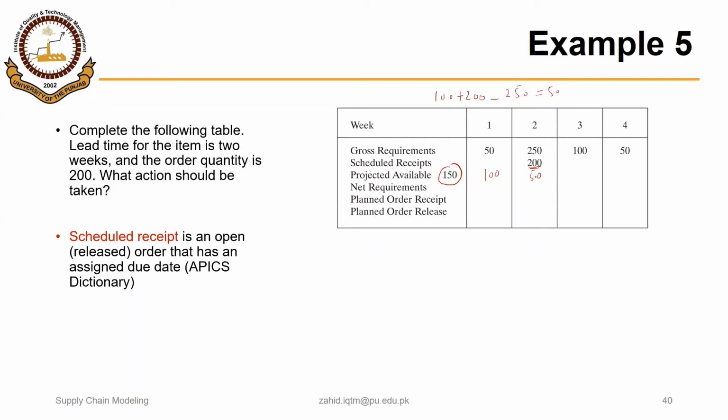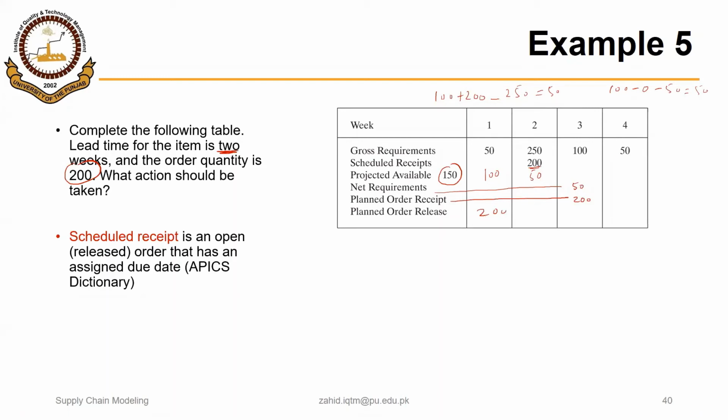So in week 3, we have 50 available and the requirements are 100. So we will have the net requirements of 50. So that is actually 100 minus 0 schedule receipts minus 50 from previous period. So that is 50. But we will not place an order of 50 because our lot size is 200 and lead time is 2 weeks. So we will have a planned order receipt of 200 here. And we will offset the lead time and place the order at the beginning of week 1.